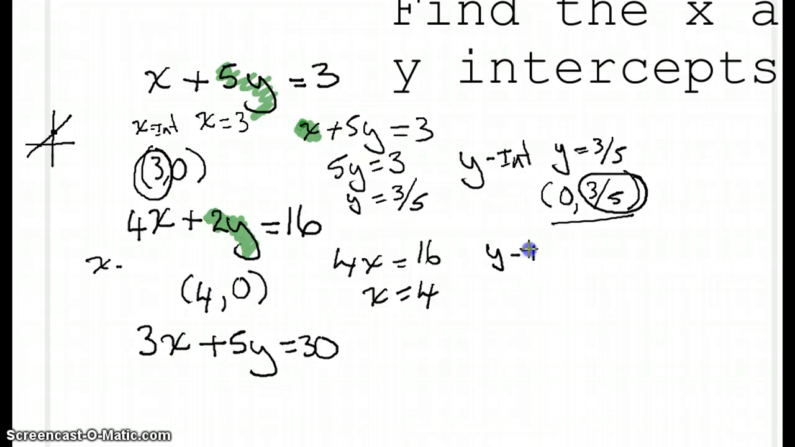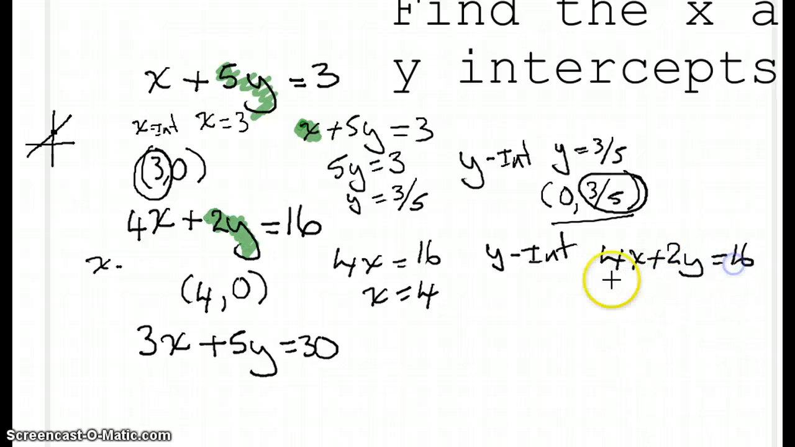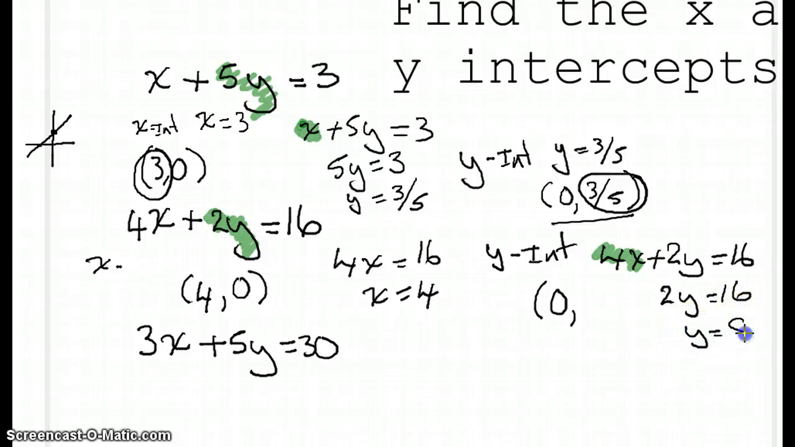My y-intercept, 4x plus 2y equals 16. My y-intercept is when x equals 0, which means that this goes away, and I'm left with 2y equals 16, so y equals 8.